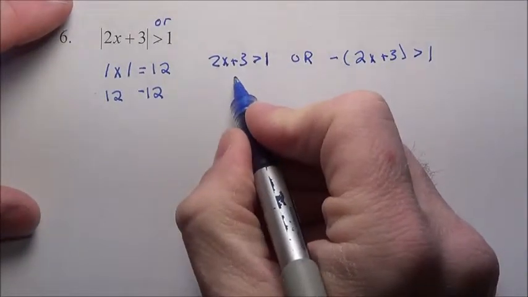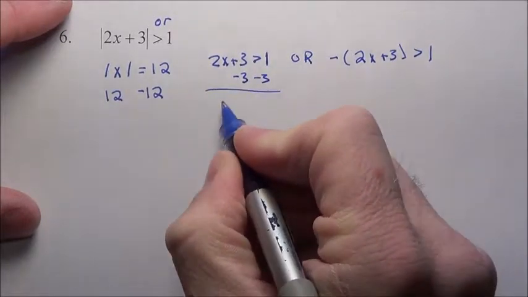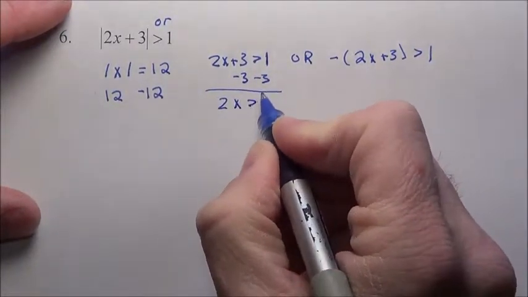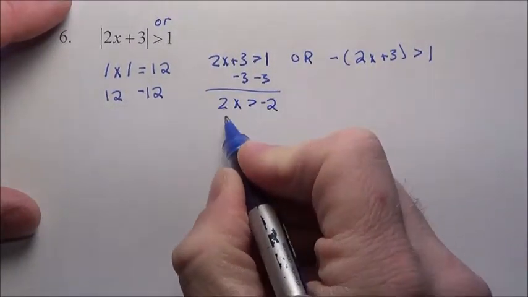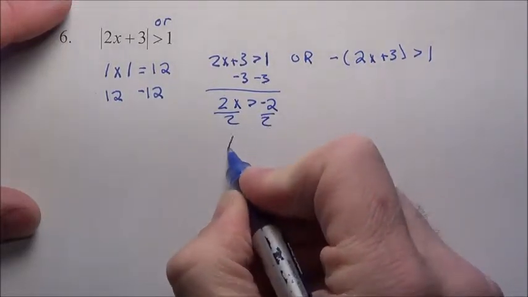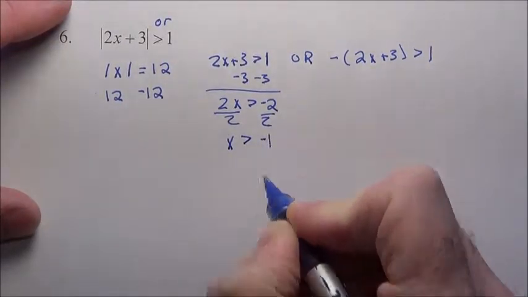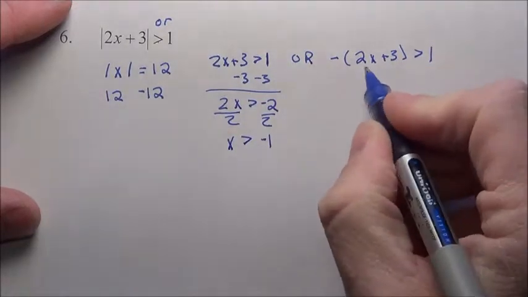Now, this is a little easy. We simply subtract 3, 2x greater than what? Negative 2. Divide by 2, x has got to stay greater than negative 1. Or the other option will come over here.